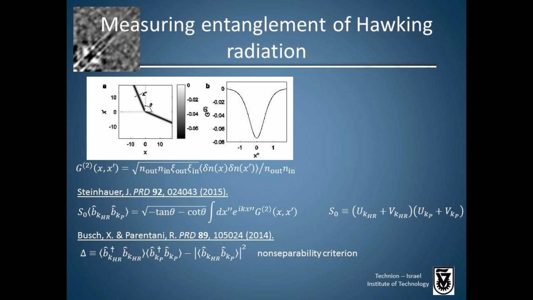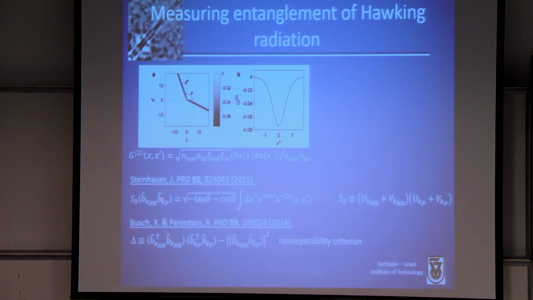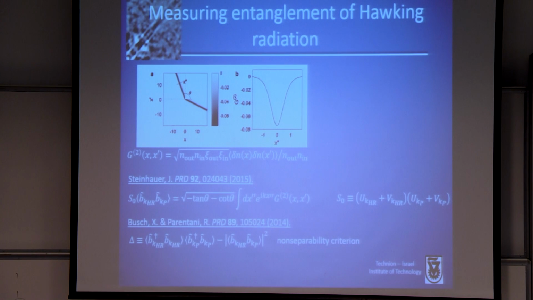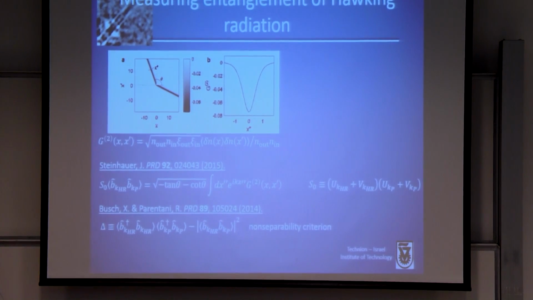What I explained in this theoretical paper is that we can use this very same correlation function to see that the pairs are entangled. Since this is a position space observation of Hawking radiation, one can compute the Fourier transform and make a k-space observation of the Hawking radiation. How does that work? First, we take the cross-section of this correlation function, which looks like this. Then one computes the Fourier transform of this cross-section, and one can show that that gives us this product of operators. These are the correlations between a Hawking particle with wave number k and a partner particle with wave number k prime, k_HR and k_p. Once one has these correlations, one can plug them into what's called the non-separability criterion.